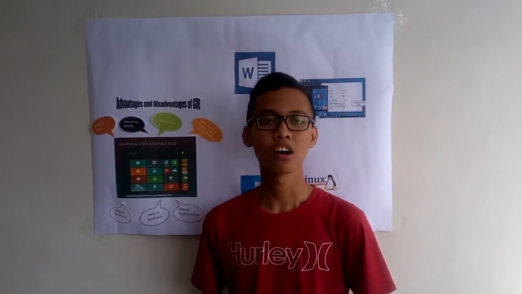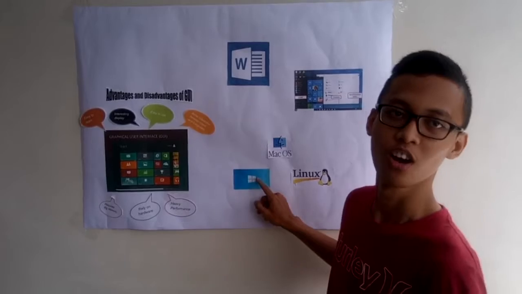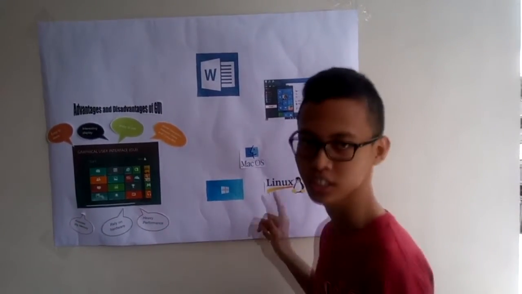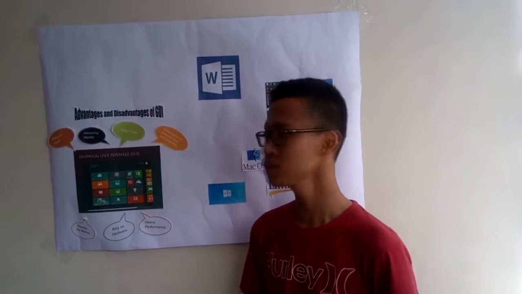I will explain about operating systems that use GUI. One, Windows. Microsoft introduced an operating system named Windows on 20 November 1985 as a graphical user interface operating system shell for MS-DOS. Two, Linux. Linux is an open source operating system distribution that runs the Linux kernel.